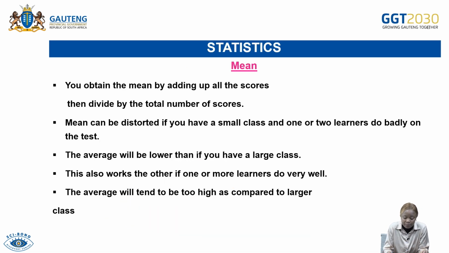Okay, firstly, let's start by looking at the mean. How do you obtain a mean? You obtain the mean by adding up all the scores, then dividing by the total number of scores. The mean can be distorted if you have a small class and 1 or 2 learners do badly on the test. The average will be lower than if you have a large class. This also works the other way if 1 or more learners do very well. The average will tend to be too high compared to the larger class.